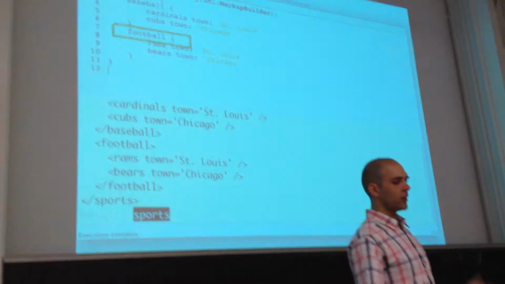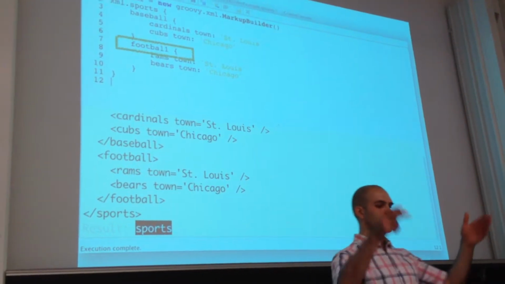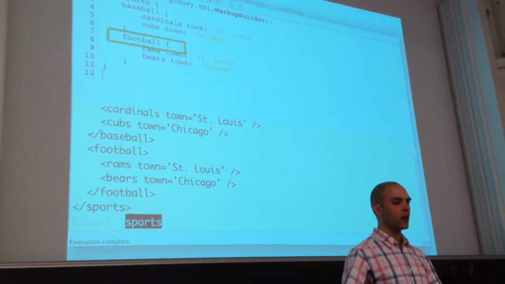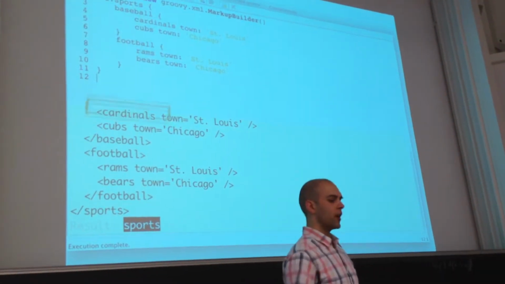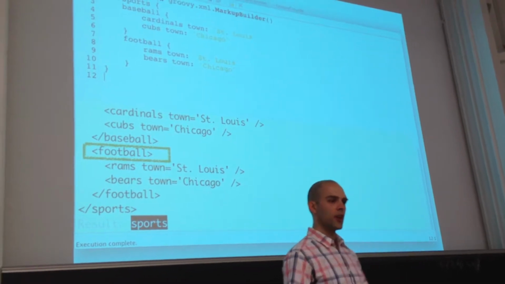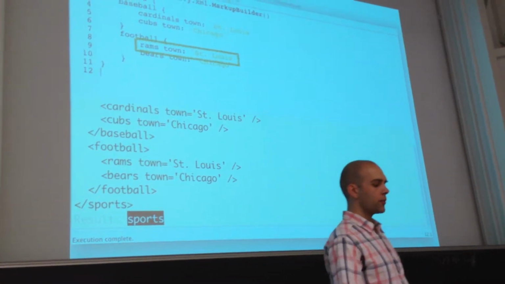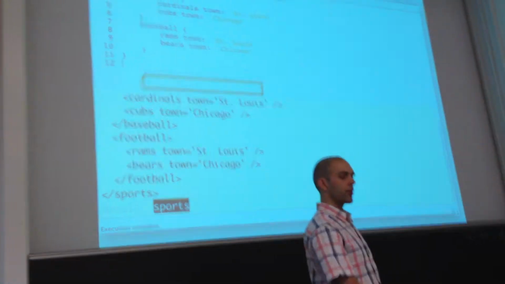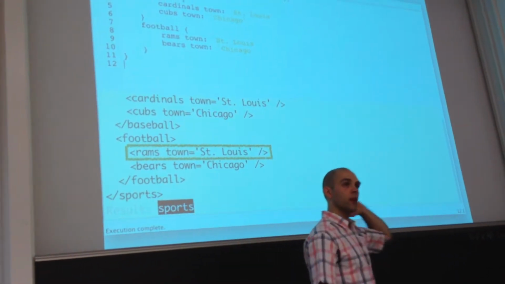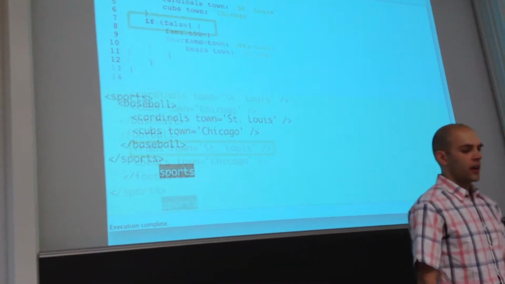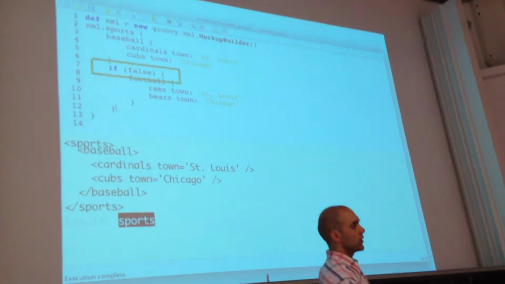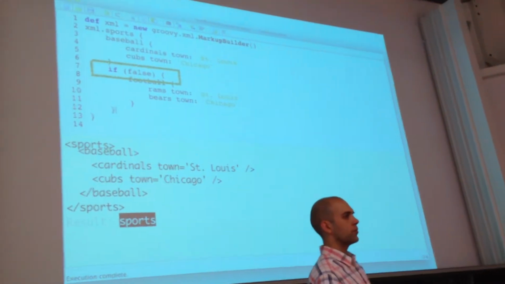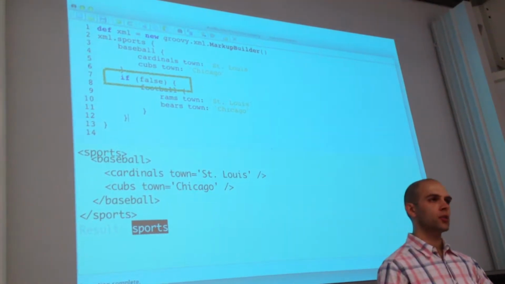They're just braces. So you can already see that you've got a root sports element, then you've got baseball and football elements under there, and inside of those you have even more elements. So our football becomes an element in the XML, as does rams, but as we can see, town colon translates into an attribute. So you get succinct syntax for generating XML, but because it's Groovy code, you can include loops, code, conditions.